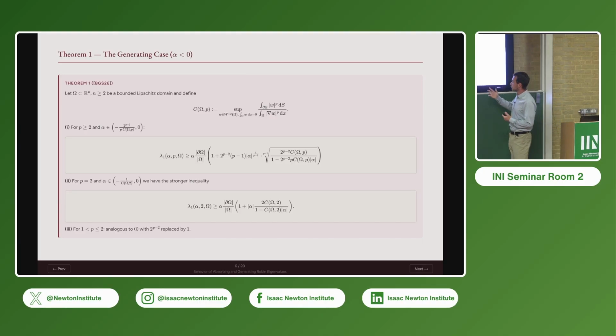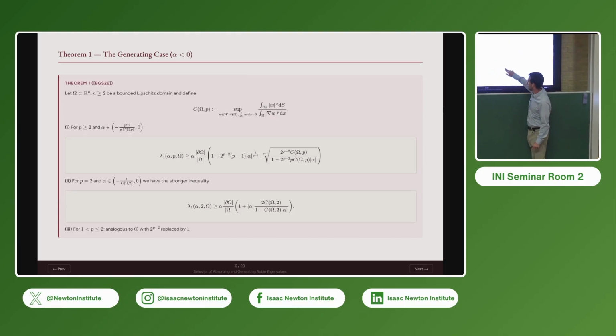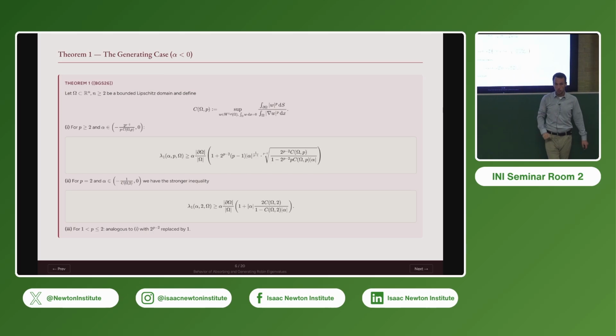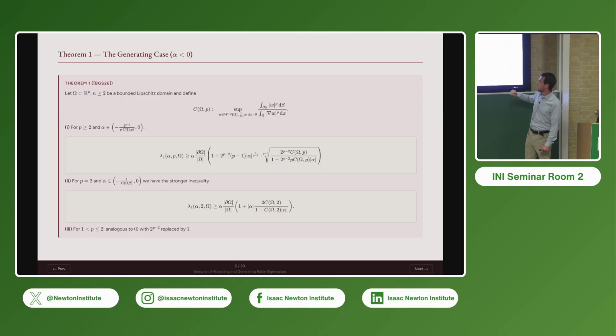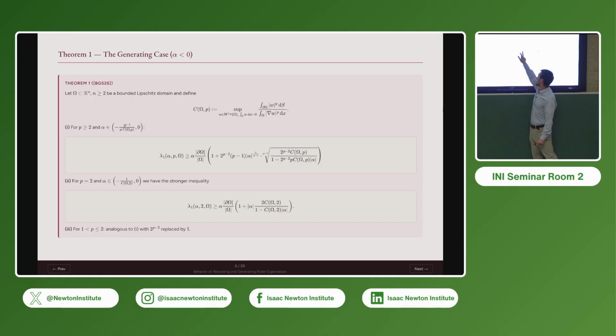If p equals 2, we can sharpen the constants, which leads to this inequality right here, but it still has the same structure. The leading term is the same, and then we have a remainder of the form alpha squared times this constant right here. And if p is between 1 and 2, we get almost the same inequality as in the first case. You just have to replace 2 to the p minus 2 by 1.